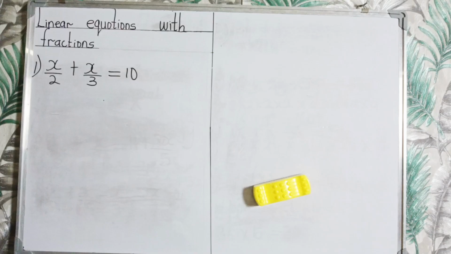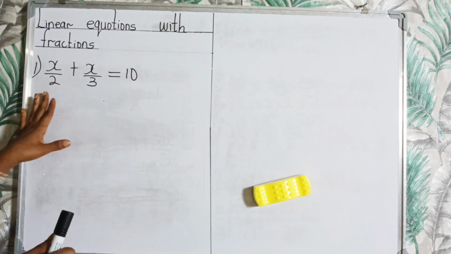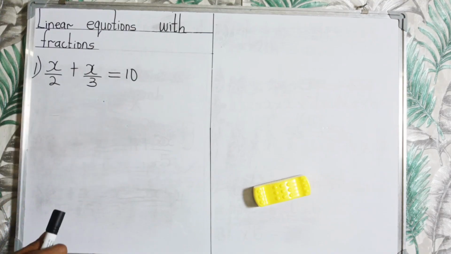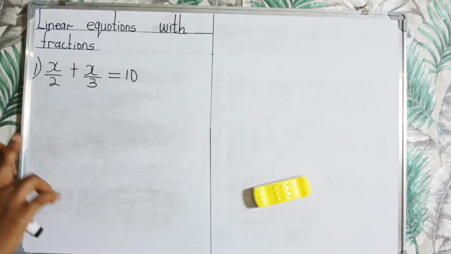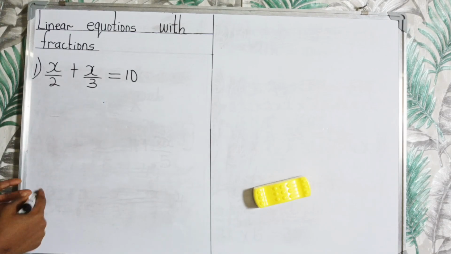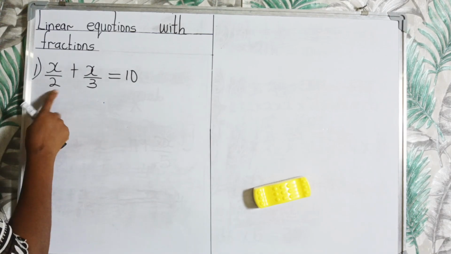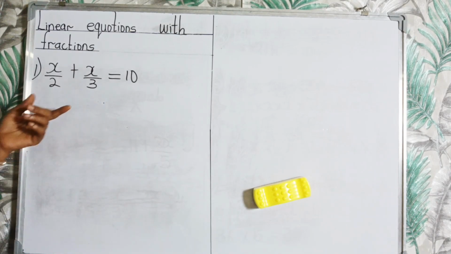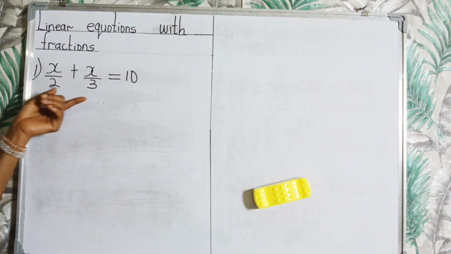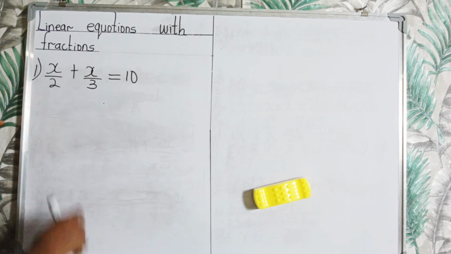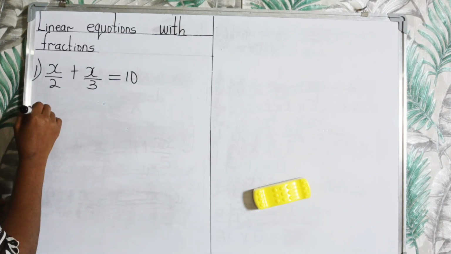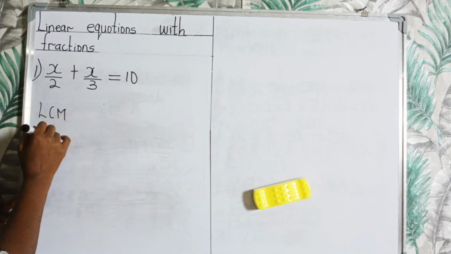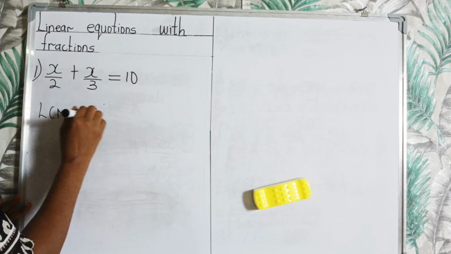So let's begin with question number 1. Now, I promised that we are going to make these fractions disappear, and then we can solve our linear equations easy and fast. Okay, now what do we do first? First of all, we have to look at the fractions and then look for a common denominator. Okay, the common denominator here is 6. All right, you can also call that the LCM, lowest common multiple, is equal to 6.